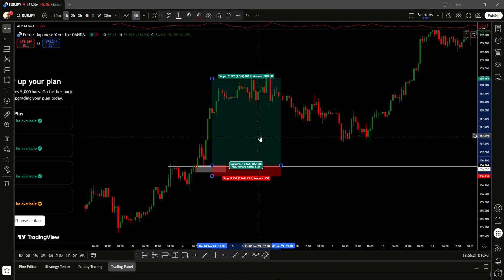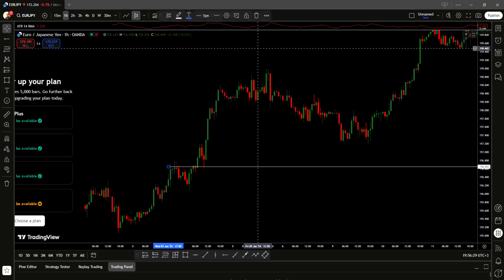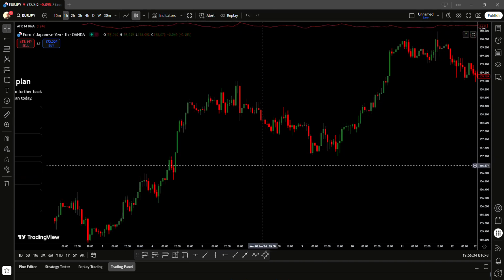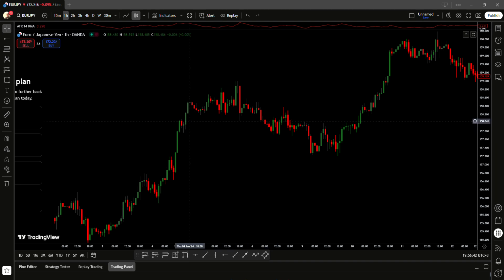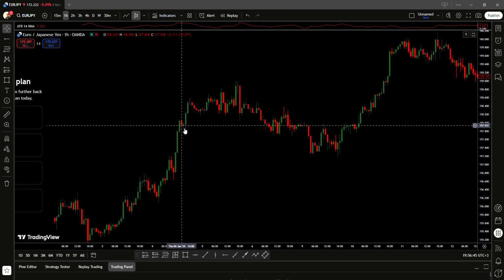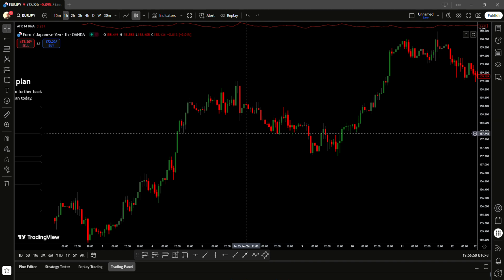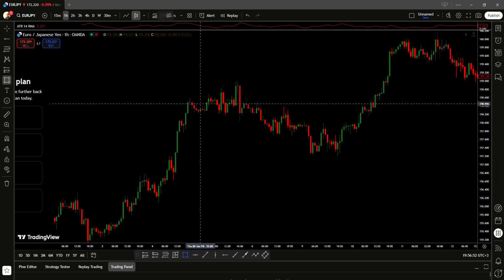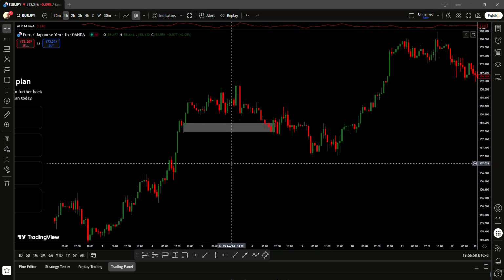Okay, so let's proceed. We are looking for only that setup. It's either drop, base, drop, or rally, base, rally. And guys, I told you with this setup, you can just come to the market and look. Here we have another one which was not respected. This is rally, base, rally, very good rally, base, rally, but price came back and did not respect it.